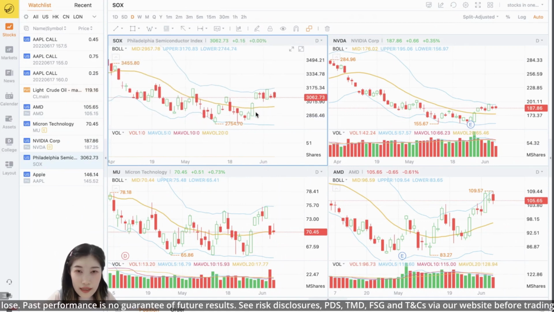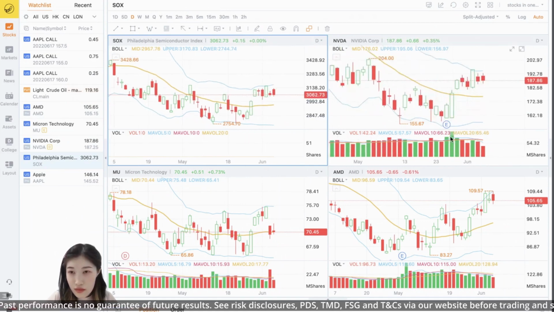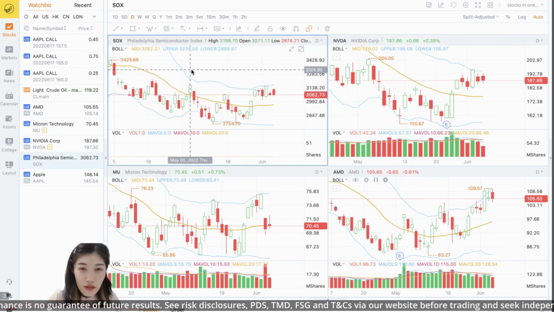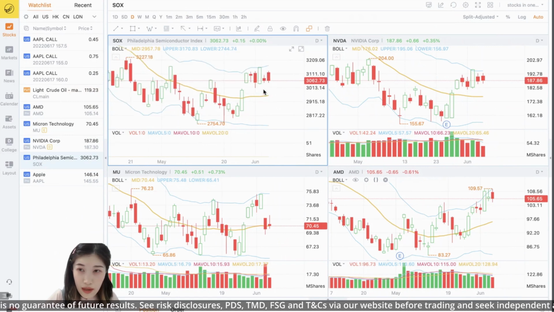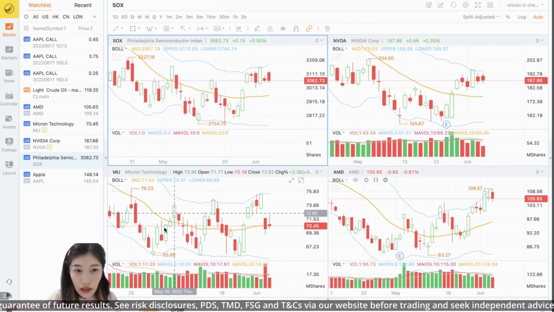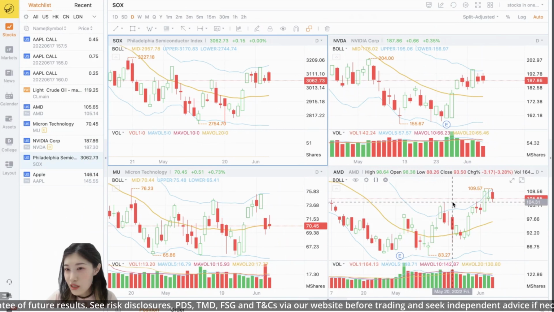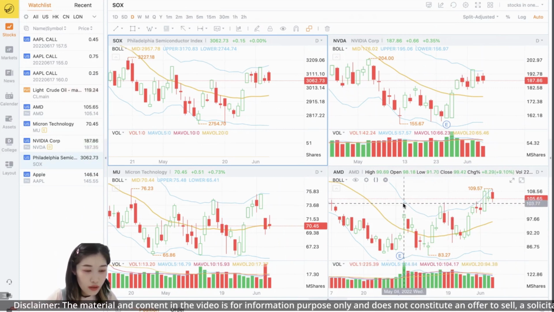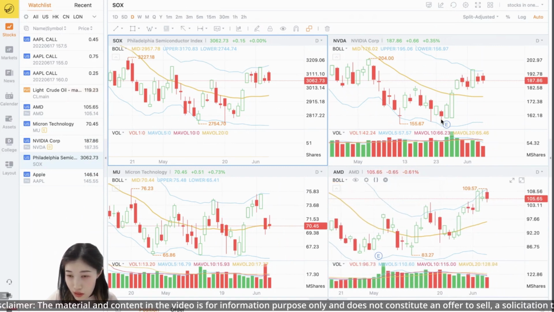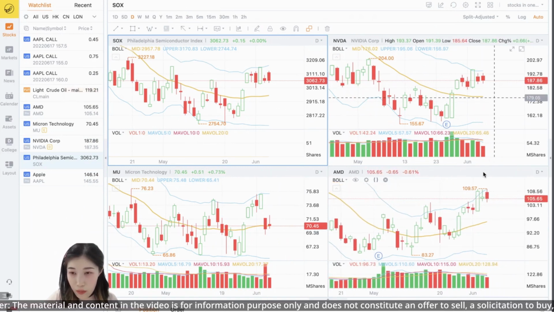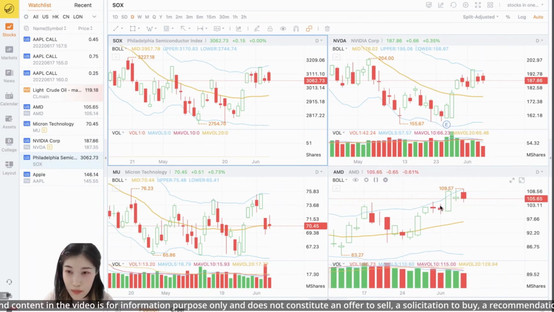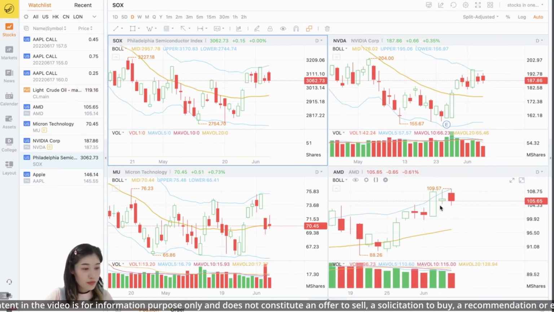Now, let's take a look at the price. From what I can read from SOX, the price of the index almost touches the upper band, so does NVIDIA and Micron Technology and AMD. Now, it's rather unclear where these stocks would go. However, out of these 3 stocks, I will pick AMD if I want to do some swing trading in this sector, as AMD looks stronger than the rest.